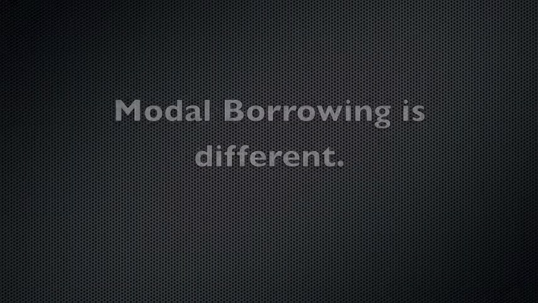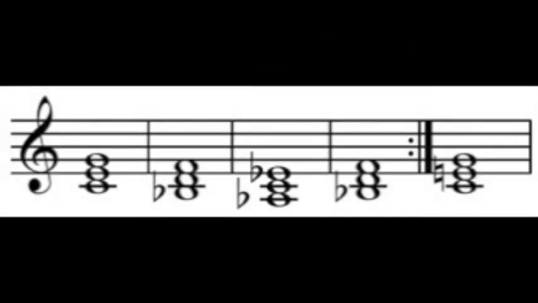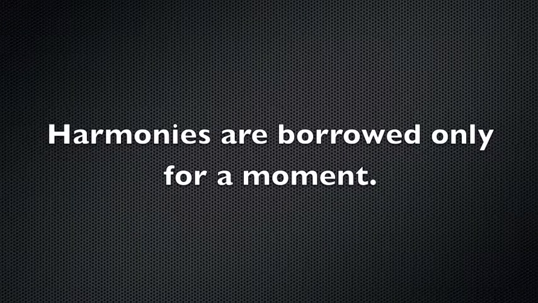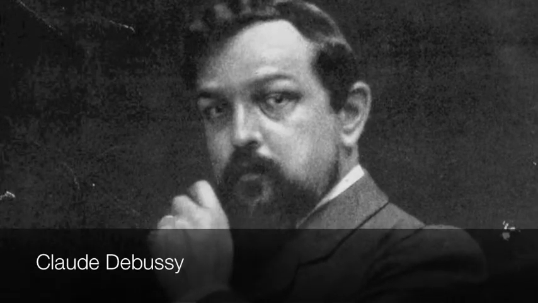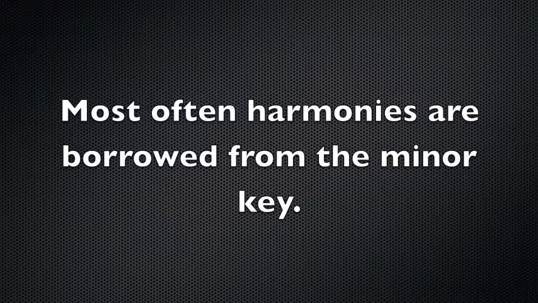Modal borrowing. Modal borrowing occurs when chords from the parallel key are used only for a moment. This convention became popular with 19th century composers. Modal borrowing, particularly from the minor key, added a somber touch to a major composition.